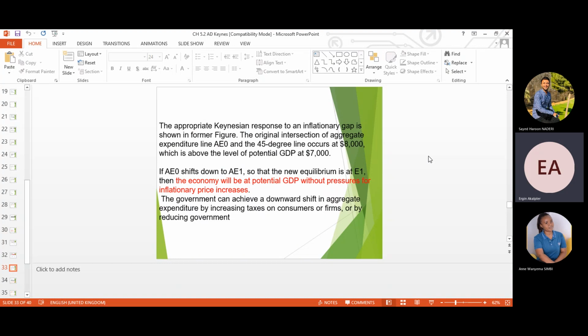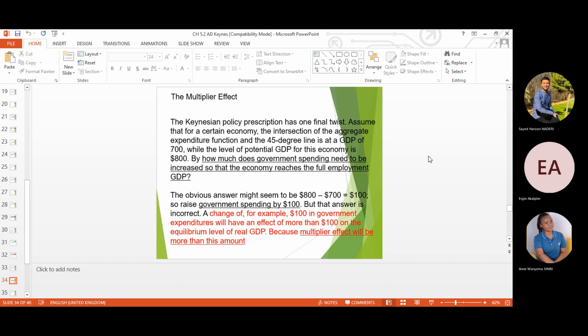The government can achieve a downward shift in aggregate expenditure by increasing taxes on consumers or firms or by reducing government spending. The multiplier effect, the Keynesian policy prescription, has one final twist. Assume that for a certain economy, the intersection of the aggregate expenditure function and the 45-degree line is at a GDP of 700, while the level of potential GDP for the economy is 800.